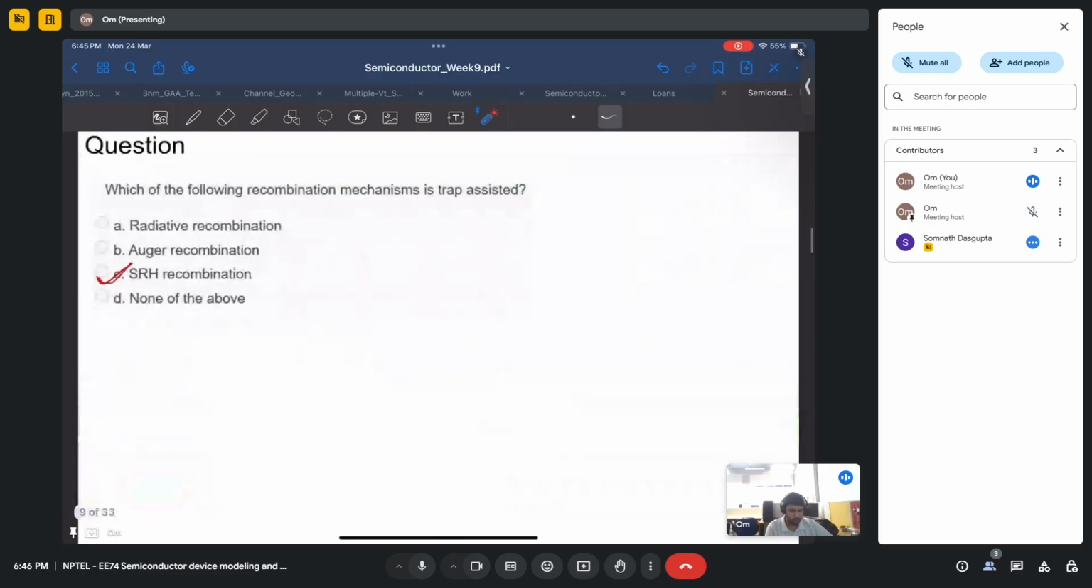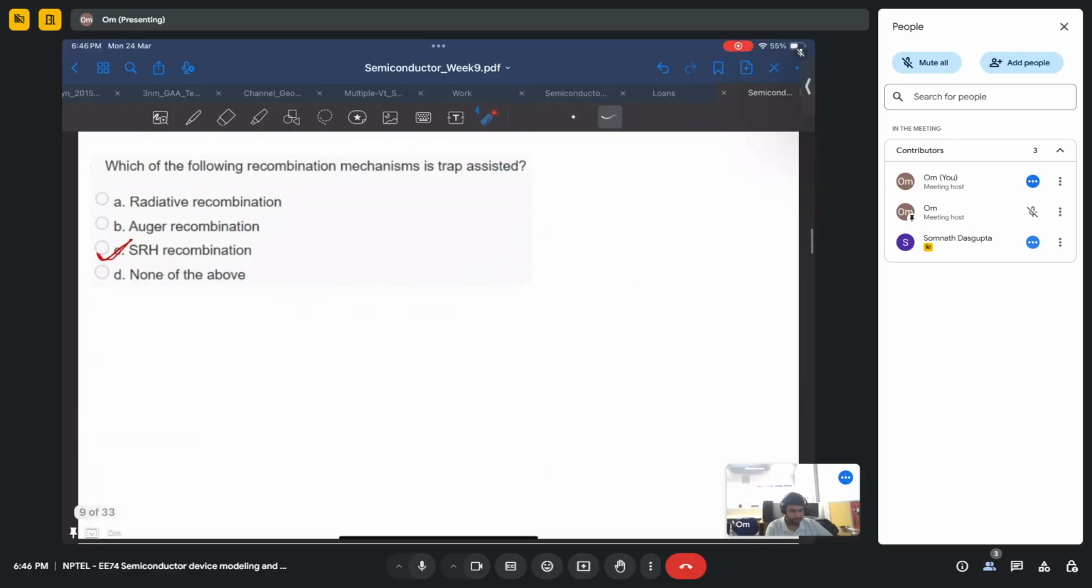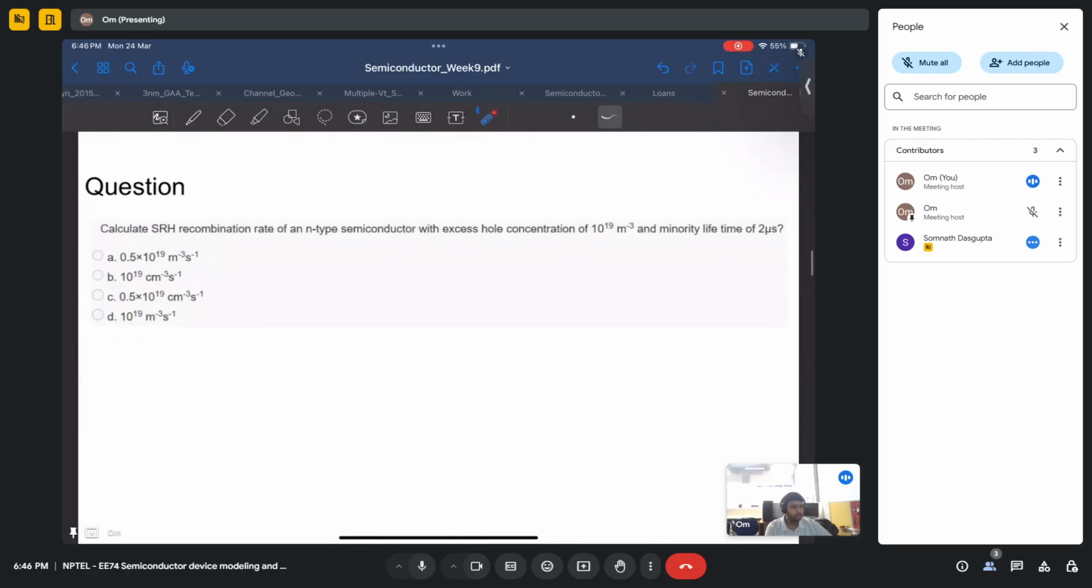Okay, so the question was, which of the following are trap assisted, and the answer is SRH. Next question is, calculate the SRH recombination rate of an N-type semiconductor with excess hole concentration of 10 to the power 19 per meter cube and minority lifetime of 2 microseconds.